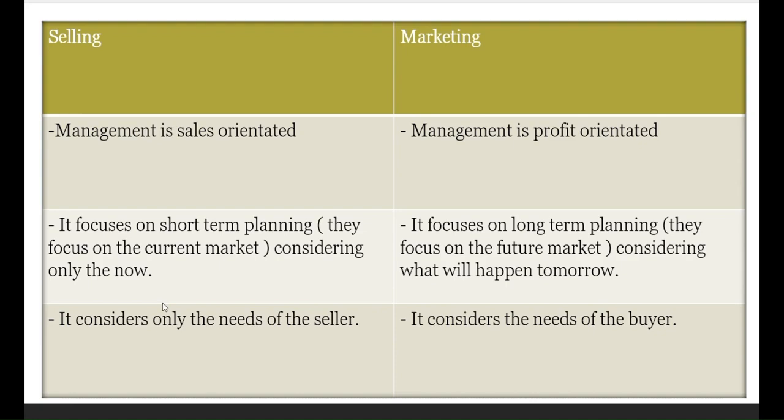Let me say I have 50 bags of potato chips, 1 kg each. So today I want to sell 50 bags, all of them. So this is sales oriented. I don't care about the profit, as long as I can sell all of this today, right? That's management is sales oriented. It focuses on the short-term planning. It considers only the needs of the seller.